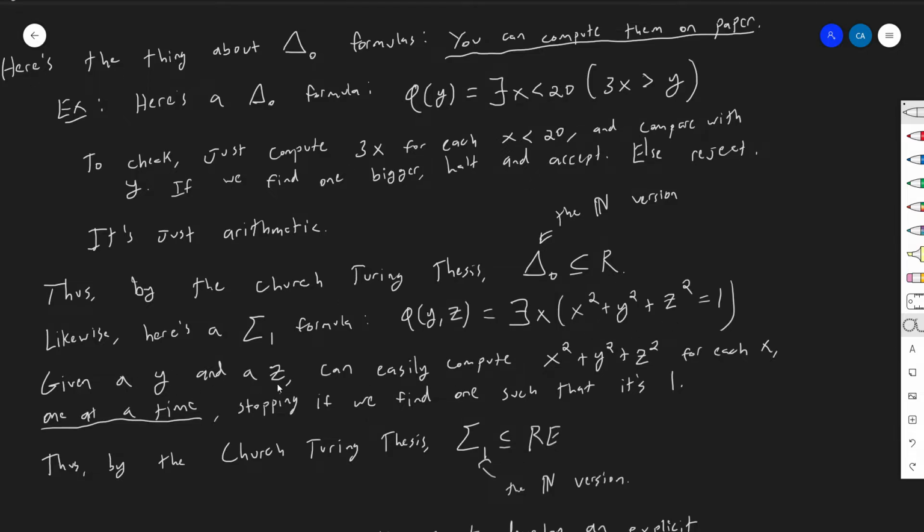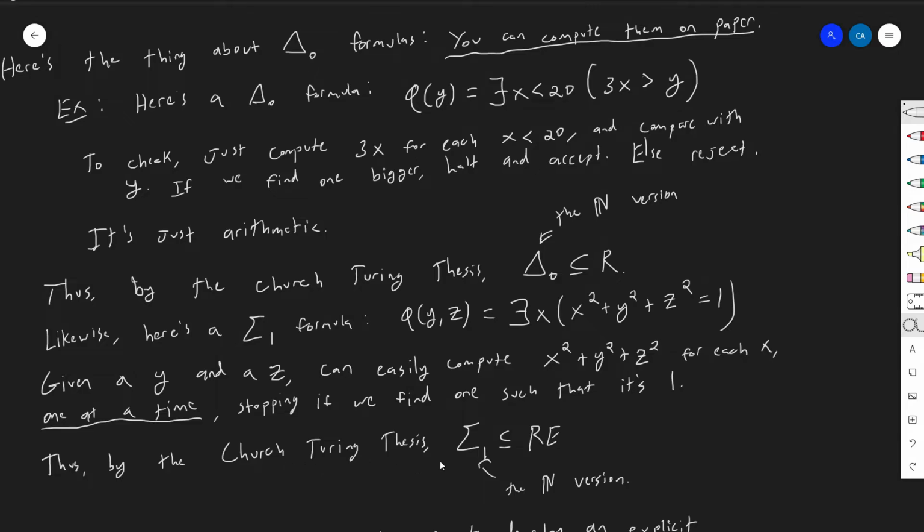If I'm given a y and a z, I can just compute x squared plus y squared plus z squared for each x, one at a time, and stop if we ever find one such that you get a 1 here. And if there is such a number, if there does exist an x, then this computation on paper will eventually stop. Otherwise, it will go on forever. And so again, that is the definition of recursively enumerable. That's the definition of computably enumerable, remember?